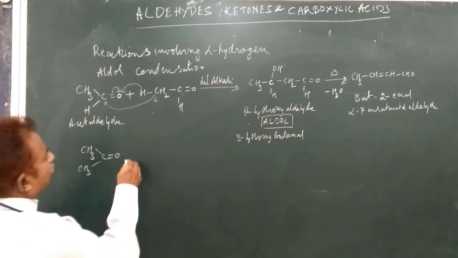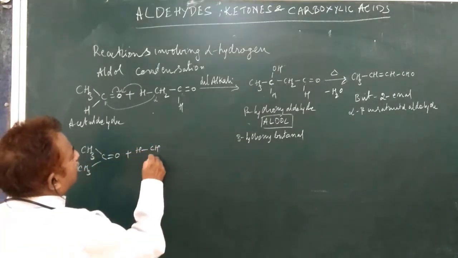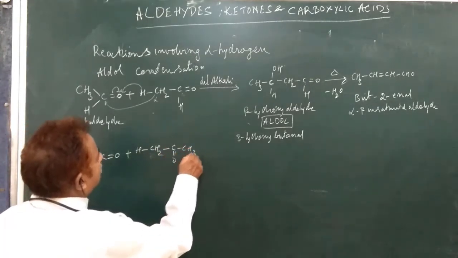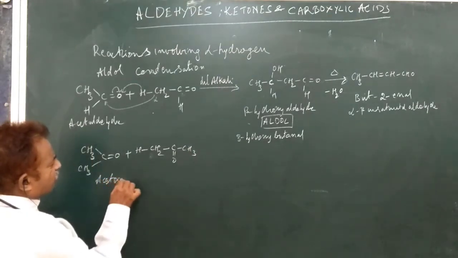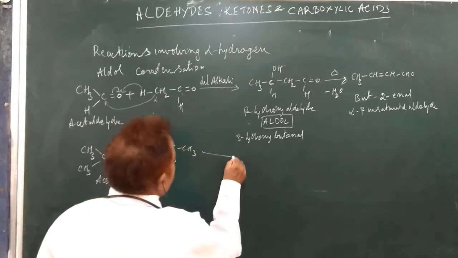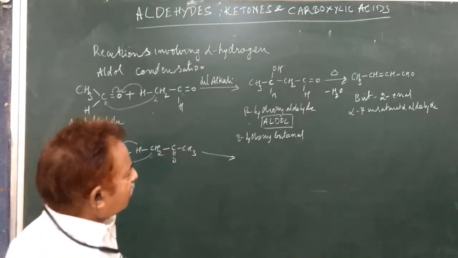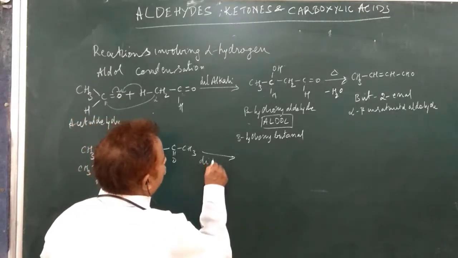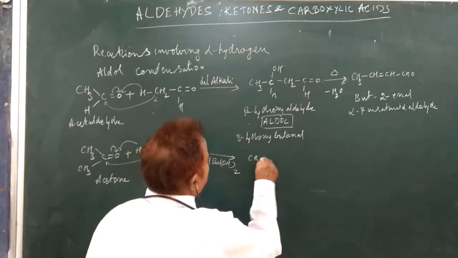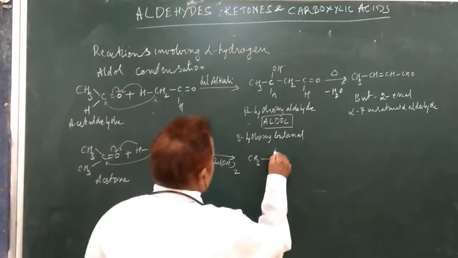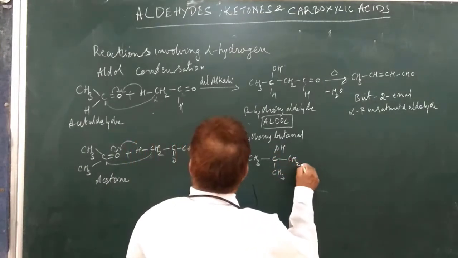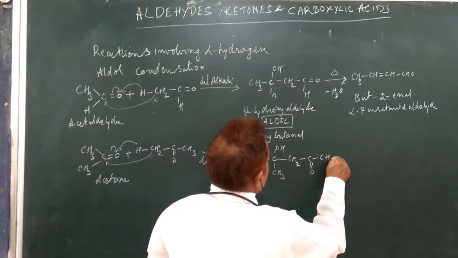CH3 C double bond O plus this is alpha hydrogen, CH2 C double bond O single bond CH3. What is this substance? This is acetone. The bond shifts here, and this here, and this here. This is in the presence of dilute alkali. The reaction can be carried out in the presence of even dilute barium hydroxide also. Therefore, we get CH3 C, this becomes OH group, and CH3, this is CH2 C double bond O CH3.